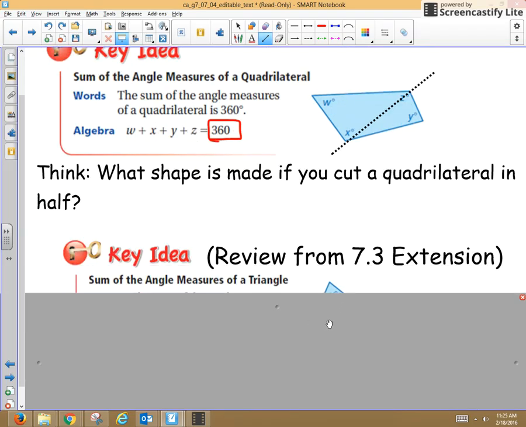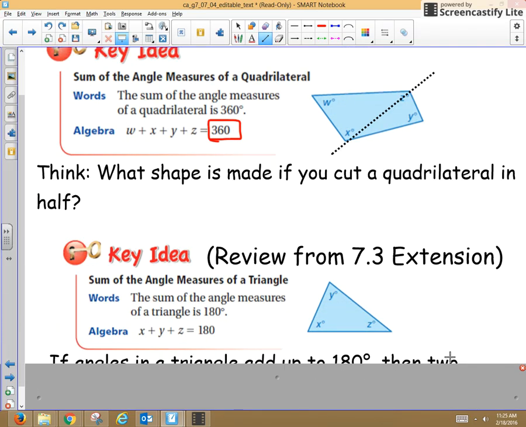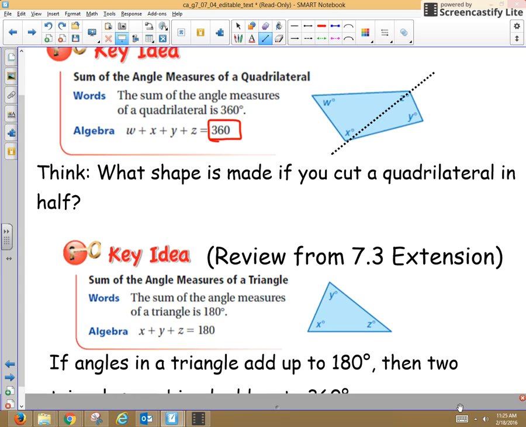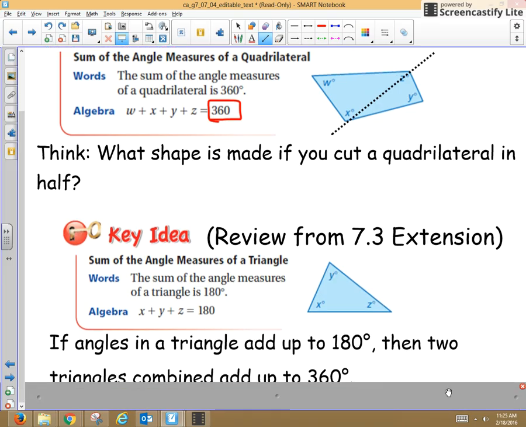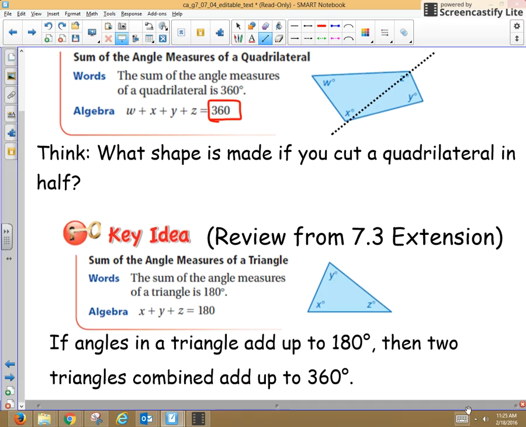So this brings us back to our review from the extension from 7.3 that we did in class. The sum of the angle measures of a triangle add up to 180 degrees. If a triangle adds up to 180 degrees, if we combine two triangles, as you see in the quadrilateral up here, 180 plus 180 would add up to 360 degrees.